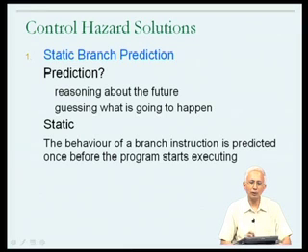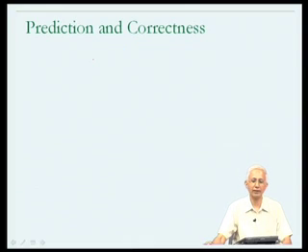So, putting all those terms together, static, branch and prediction, this is what we come up with, that this is an idea of the behavior of a branch instruction being predicted once before the program even starts executing. Right? And this is a rather curious notion, but if one could predict what the branch is going to do before the program starts executing, then conceivably one could set up the processor pipeline to use that information and successfully handle without the need for the stall cycles. Let's think about this in more detail.